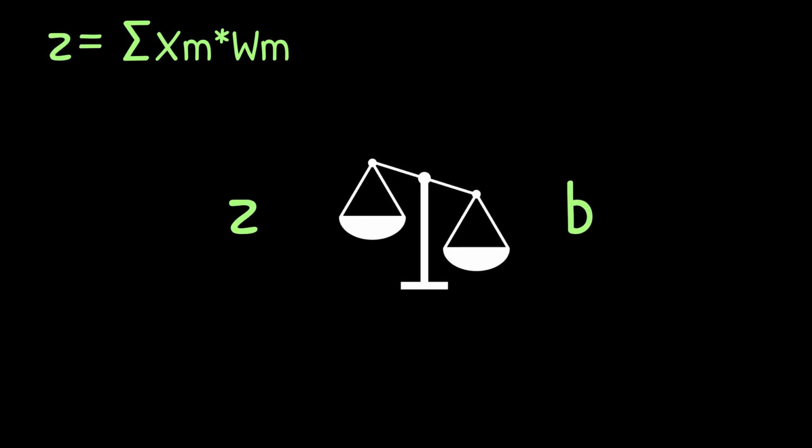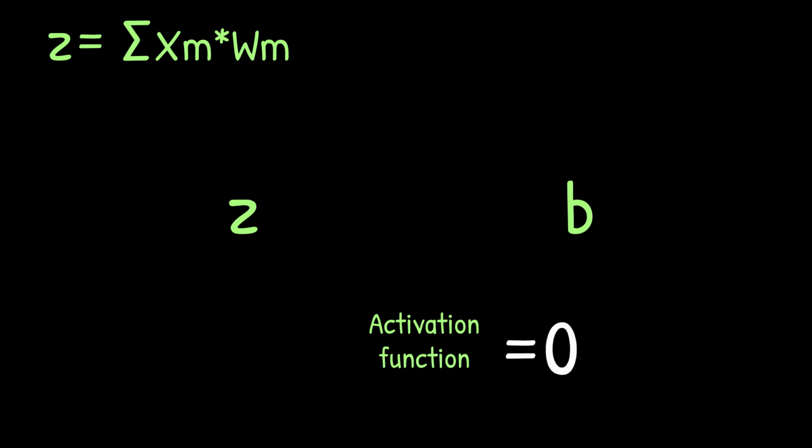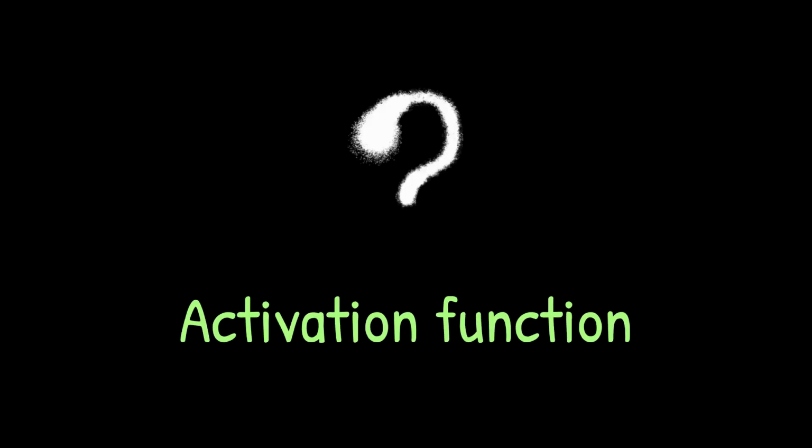So we take the weighted sum of the inputs, let's call it Z, and evaluate it to check if the threshold is reached. We do the evaluation through something called the activation function. In the case of the perceptron, the function is very simple. The function will output 0 if Z is less than or equal to our threshold, B, and it will output 1 if Z is greater than B. But what is this function?